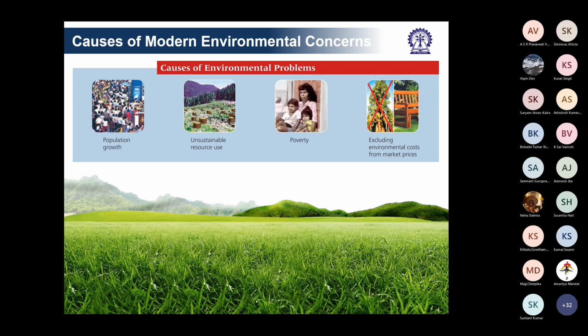First and foremost is population growth. Second is affluence, which is based on wasteful and unsustainable resource use. Then the third one is poverty, and the final one is the exclusion of harmful environmental cost from the market prices of goods and services. According to various environmental experts, these four are the topmost reasons why we are having environmental problems in the first place. So in the first part of this lecture one, we will be analyzing in detail how each of these factors is causing environmental problems.